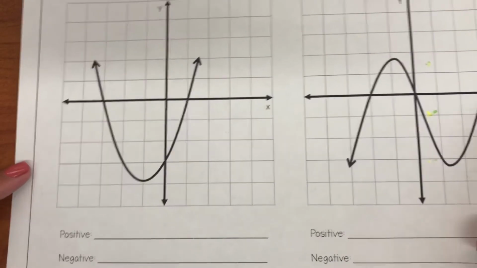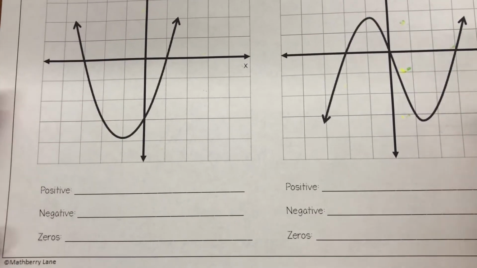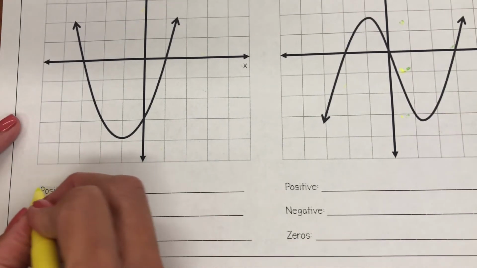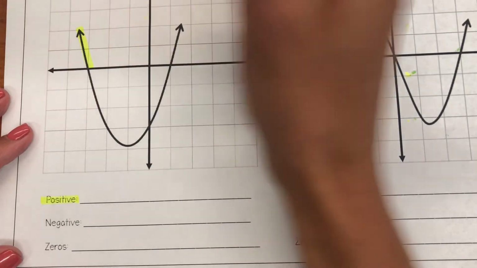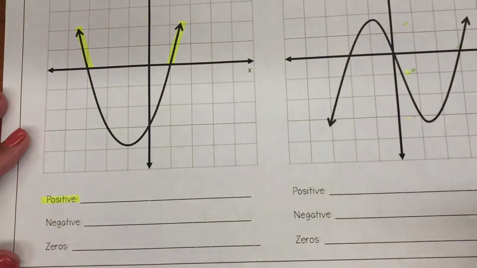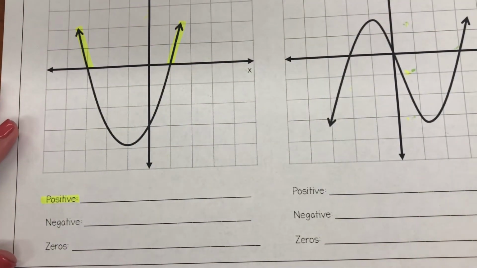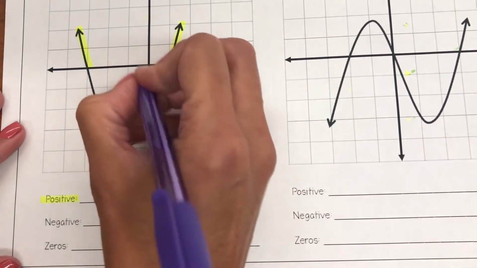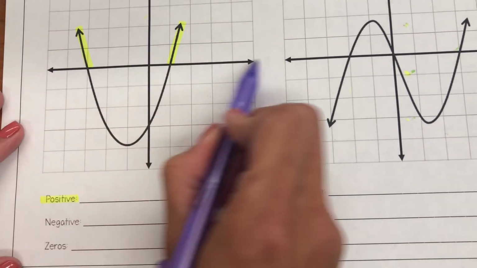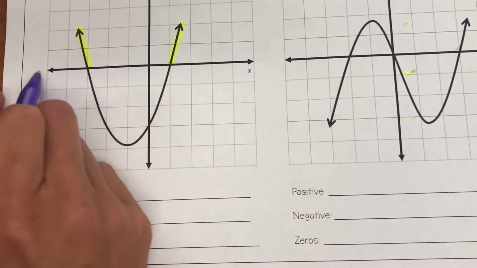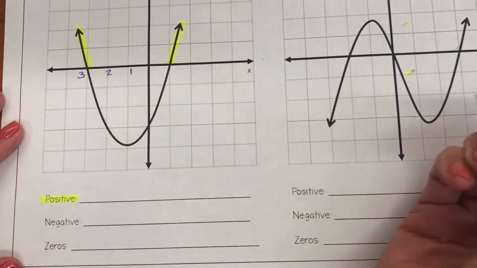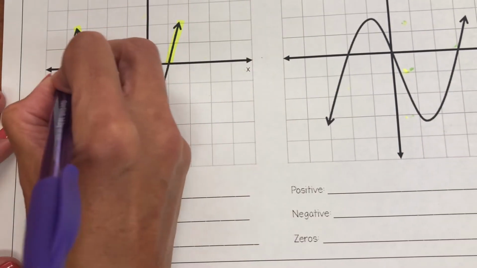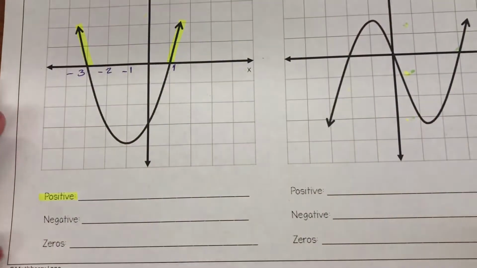All right, let's look at some more examples. Let's start with this one. Okay, so I'm going to identify the positive intervals. Anything above the x-axis is positive. And I'm only looking at the x-axis for the x values here. So here would be 1, 2, 3. These are negative. And 1.